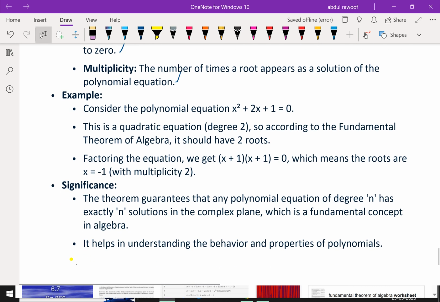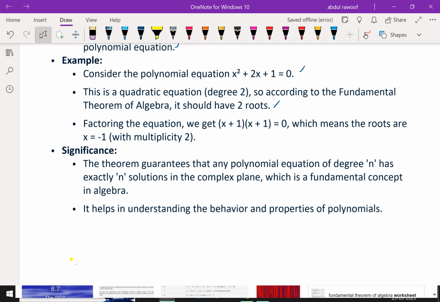Example, consider the polynomial equation x squared plus 2x plus 1. This is a quadratic equation of degree 2. So according to the fundamental theorem of algebra, it should have 2 roots. Factorizing this equation, x squared plus 2x plus 1 is x plus 1 into x plus 1 equals 0, which means the root is x equal to -1 with multiplicity 2, that is, it's repeating.